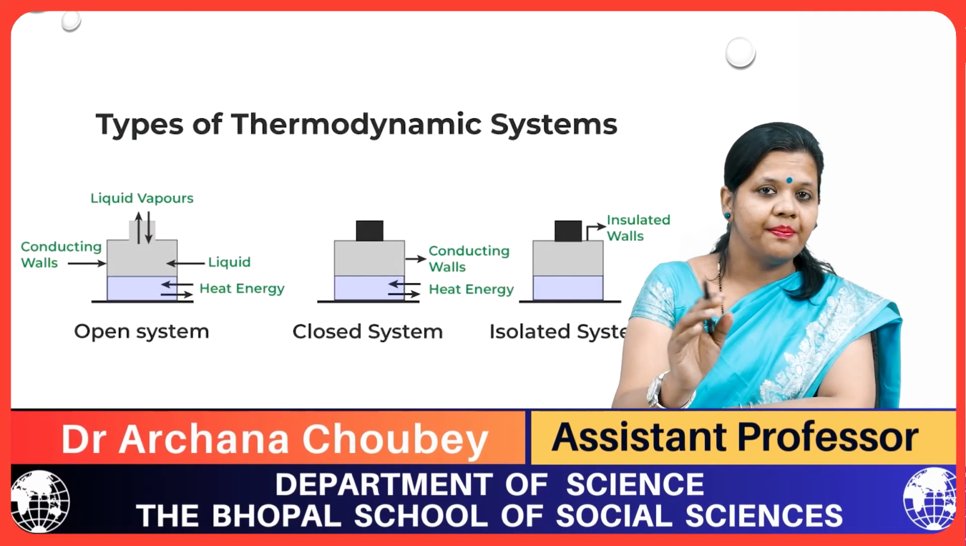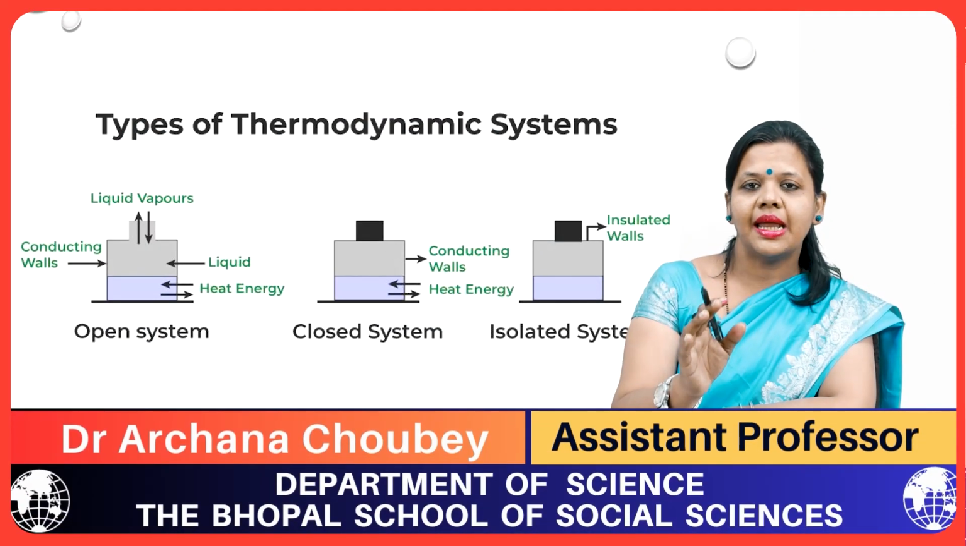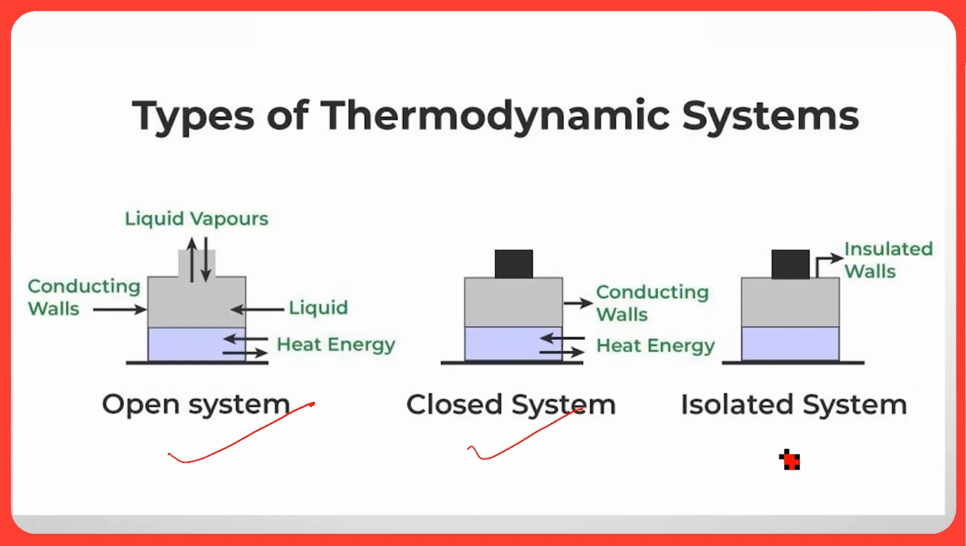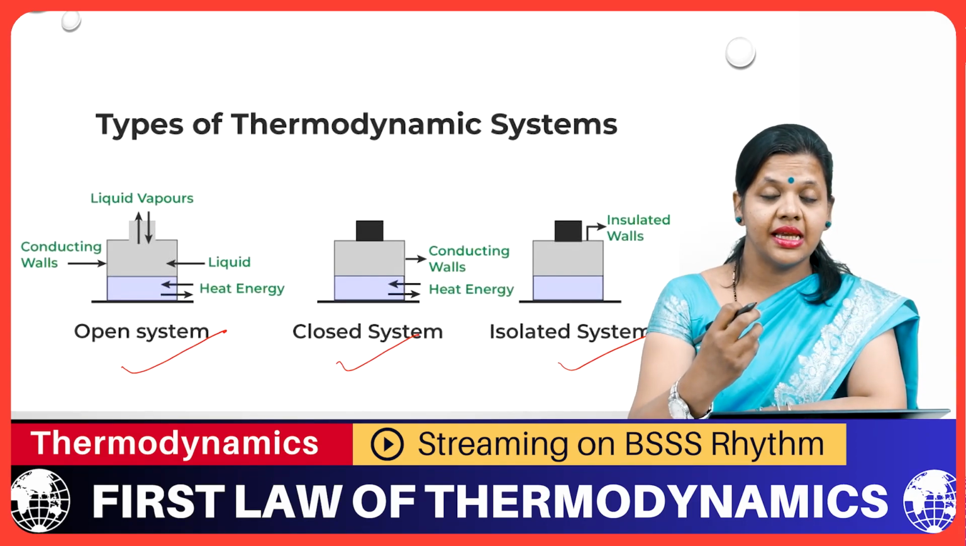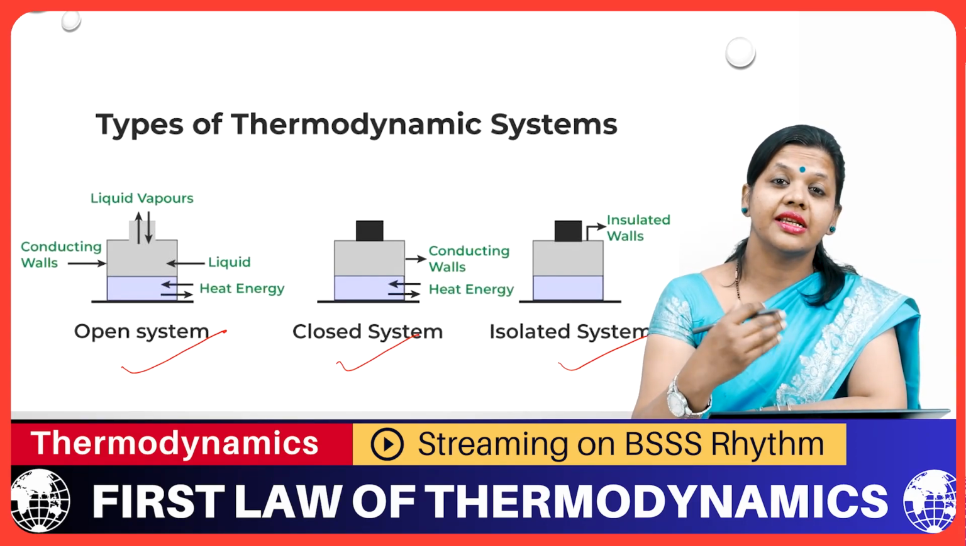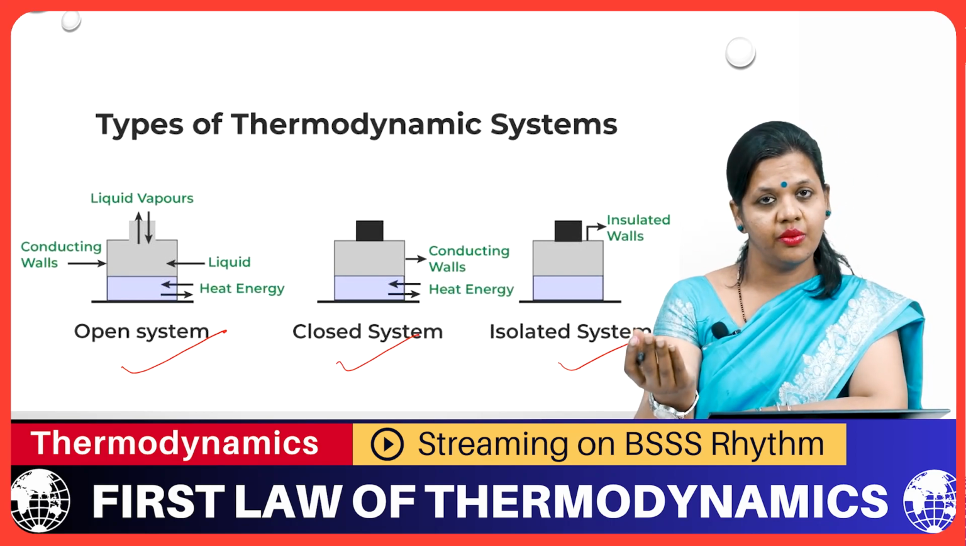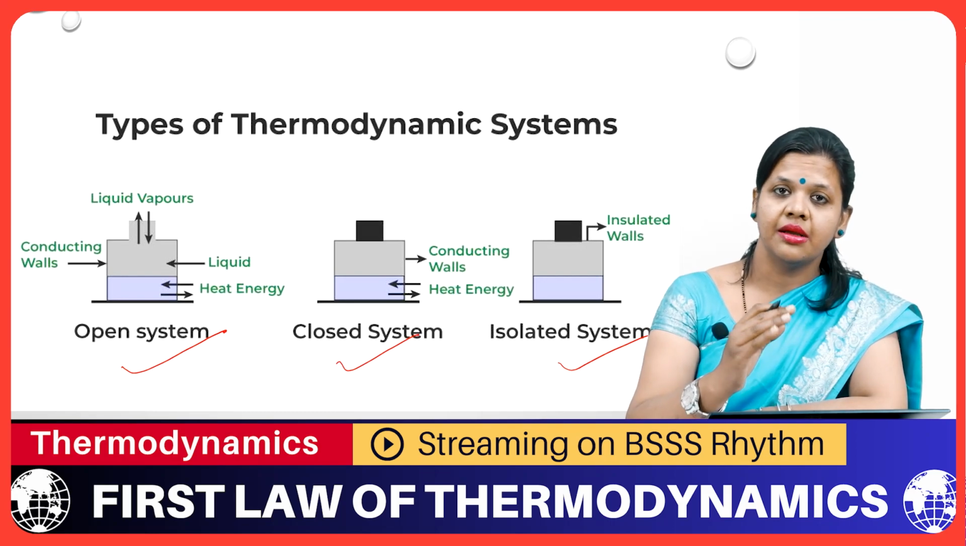Now, thermodynamic systems can be classified into three types: open system, closed system and isolated system. Open system, as the name itself suggests, is a system where there is matter, energy and heat. If I say it is an open system, there is an exchange of both matter between the system and the surrounding, and an exchange of heat between the two.